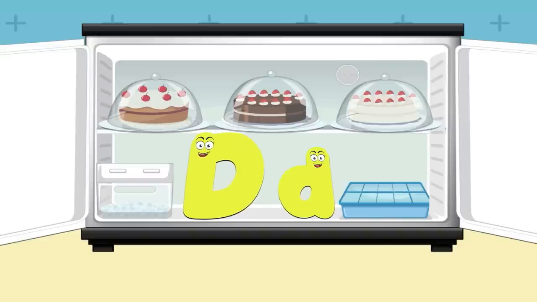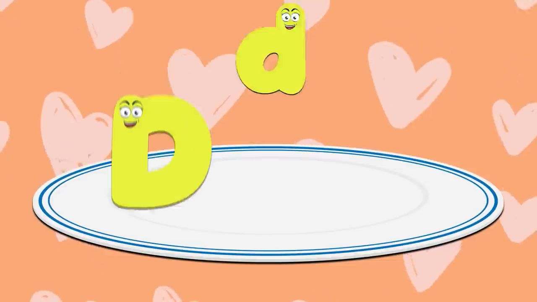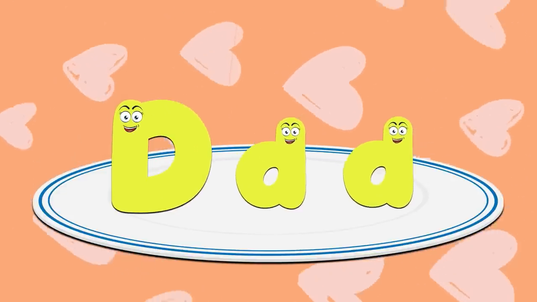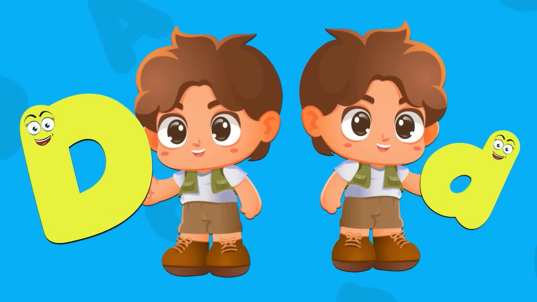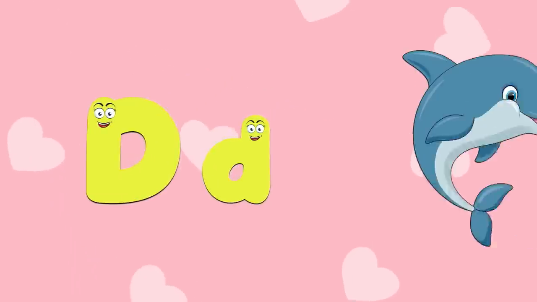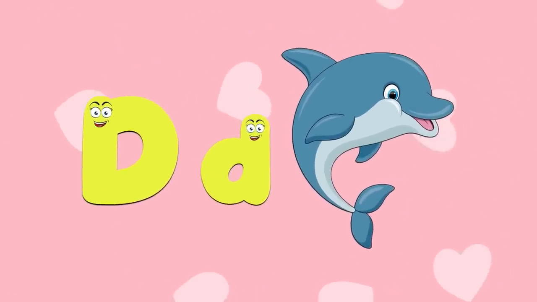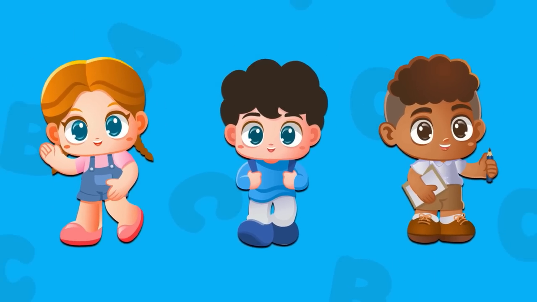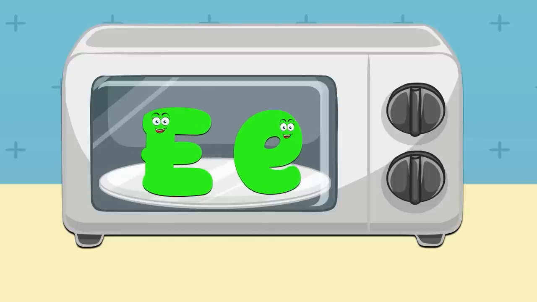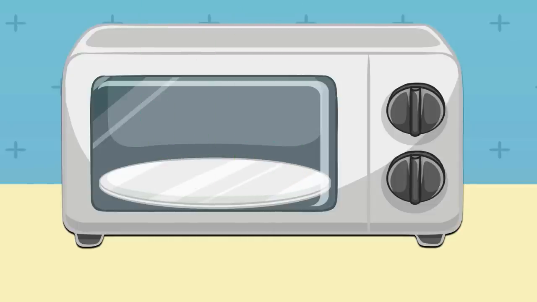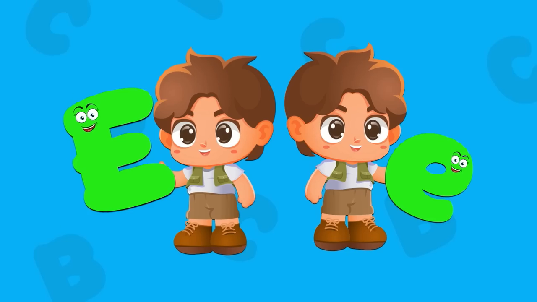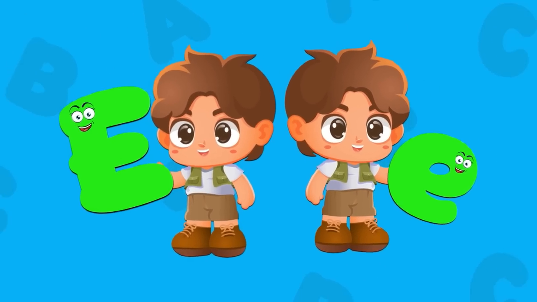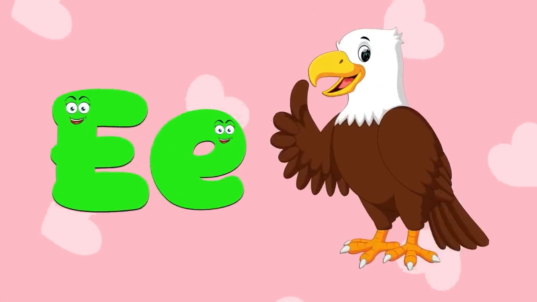D is the sound of D. D is the sound of D. Dolphin. E. The sound of E is eh. E. Eh. The sound of E is eh. E. Eagle.